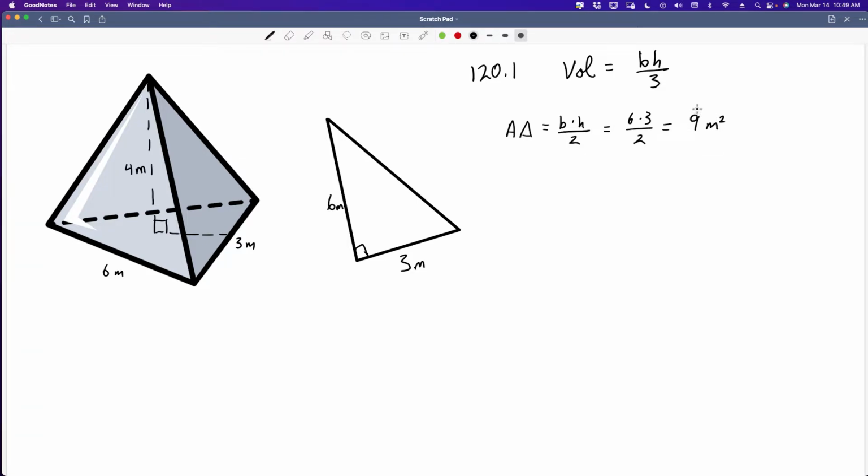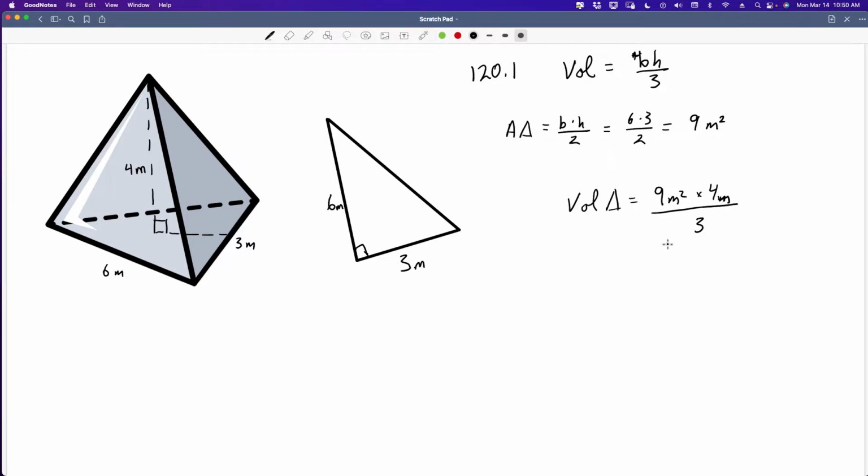So now we're going to take this area of the base, and this is area of the base, by the way, or base area, however you want to say it, and we're going to put that into this formula. So now our volume of this pyramid is going to equal 9 meters squared, and we have a height of 4 meters, so times 4 meters, over 3.